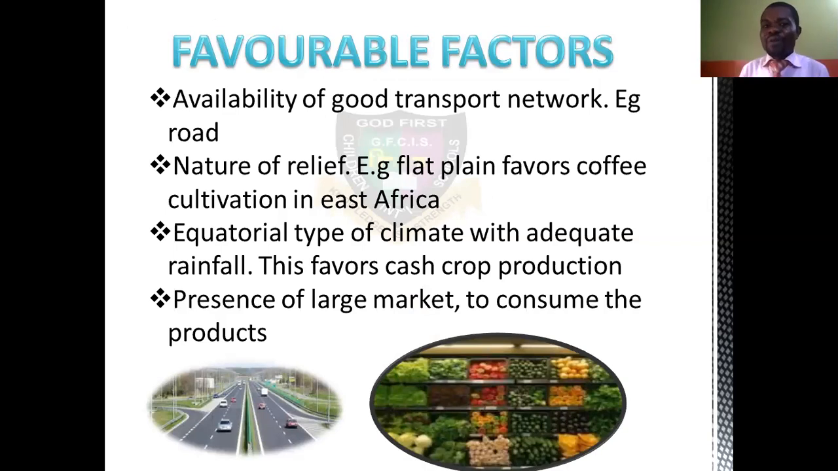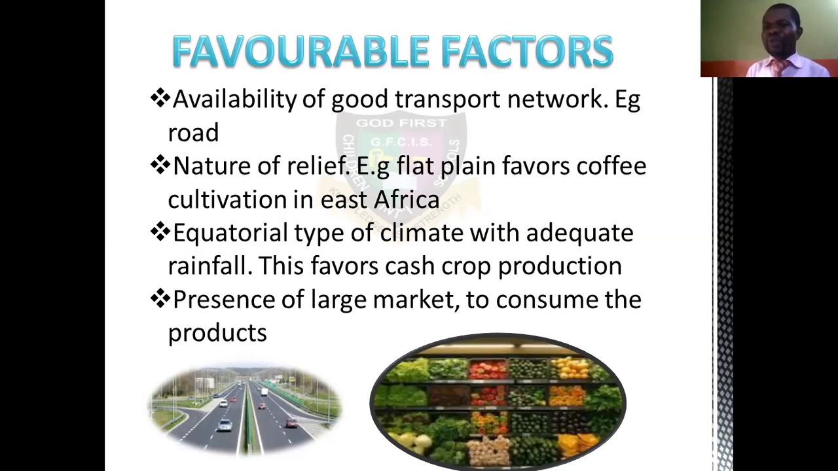Another one is nature of relief. Flat plain. We know highlands in Africa and the lowland. Talking about plain, we're talking about lowland. Flat land, that is lowland, favors coffee production in East Africa. If you have a highland, then it doesn't favor that coffee production. We're talking about plain now, that is lowland.